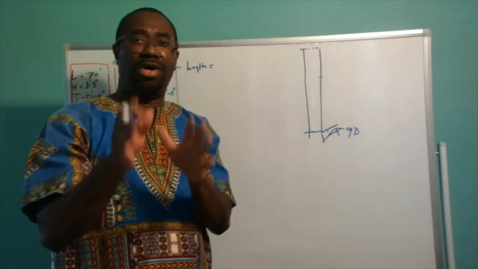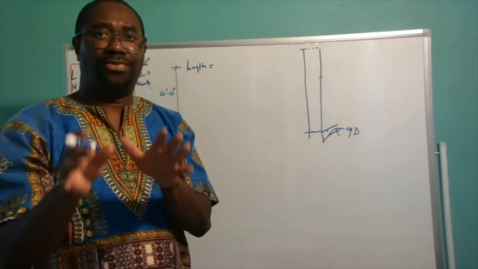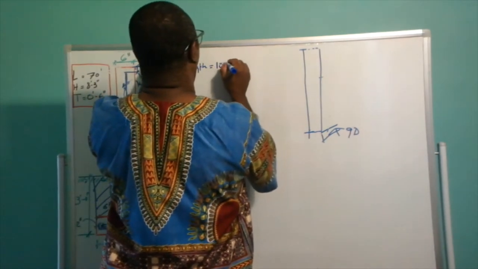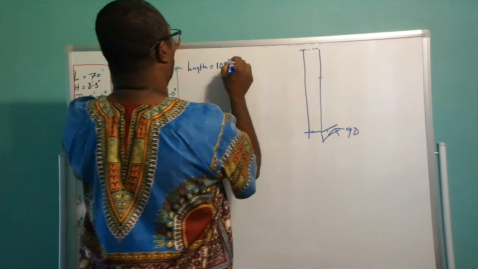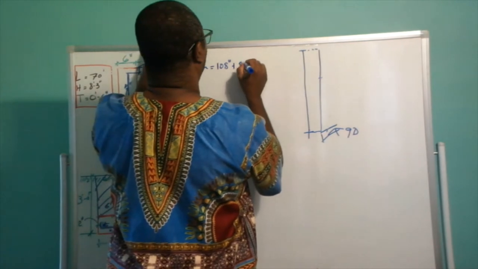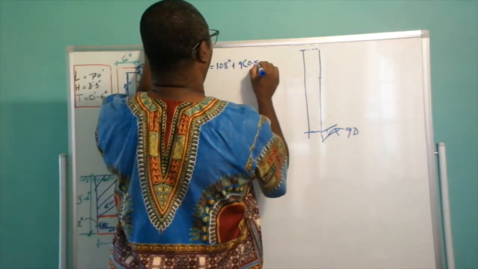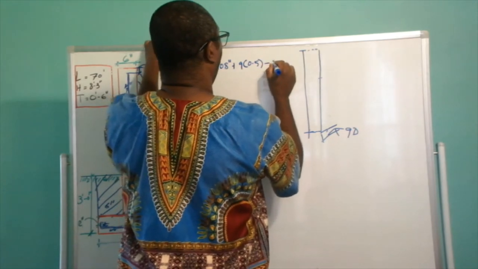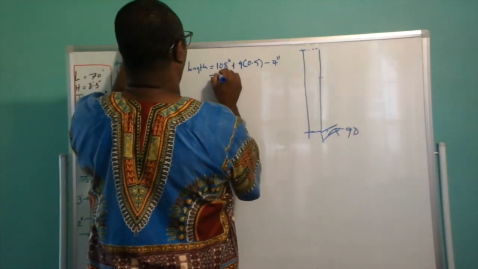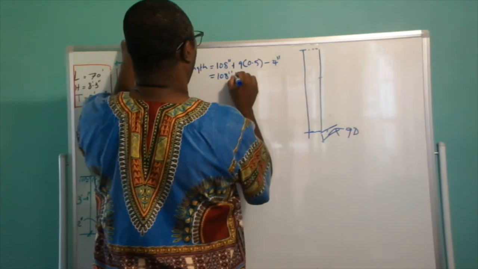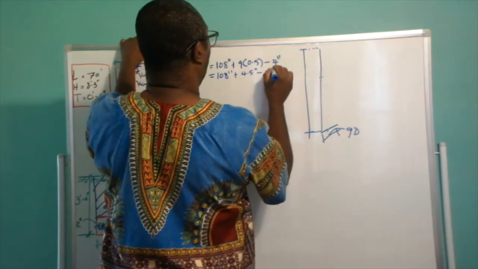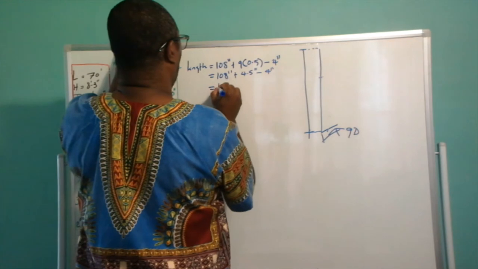So I'm going to convert that 9 feet into inches for ease of calculation. So that 9 feet is going to be worked out as 108 inches. So we're going to add our 9D, 9 times the diameter, that's 9 times 0.5, minus 4 inches, and that's for the concrete cover. So this is going to work out to be 108 inches plus 4.5 inches minus 4 inches, and that is equivalent to 108.5 inches.